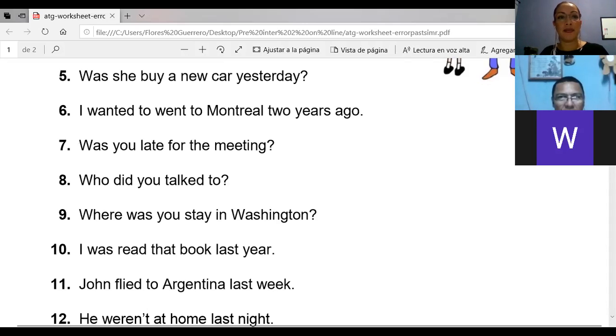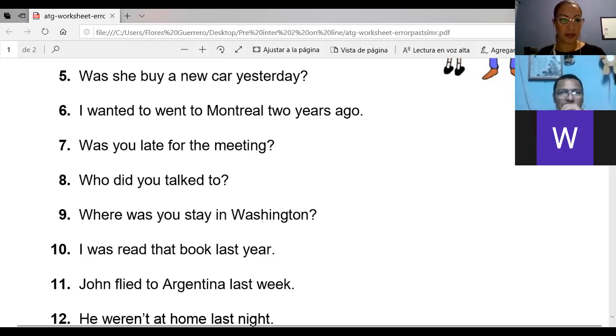Okay, great. What is the mistake in number five? Pero dice yesterday, entonces no podemos usar does. It's pasado. Did she buy a new car yesterday?